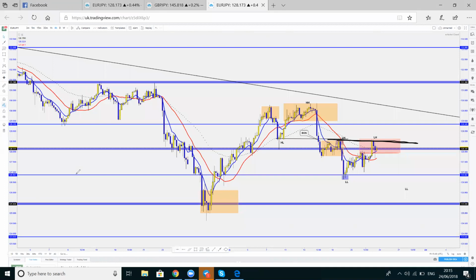A good entry is an entry which takes you into a minimum drawdown. A bad entry is an entry which takes you into a drawdown. But it is your analysis that wins you.